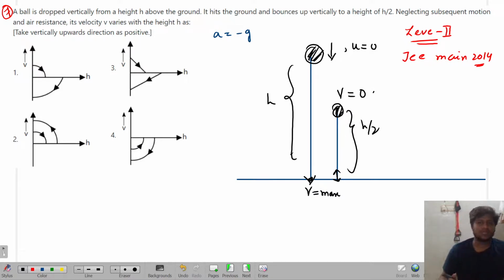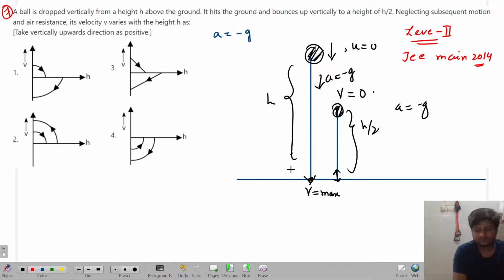In this condition, what you observe is that acceleration is minus g. But I told this thing to confuse you. This acceleration, which is constant, is constant with respect to time. It is not constant with respect to height. Understood or not? Remember that acceleration can vary with respect to height. It remains always constant with respect to time.